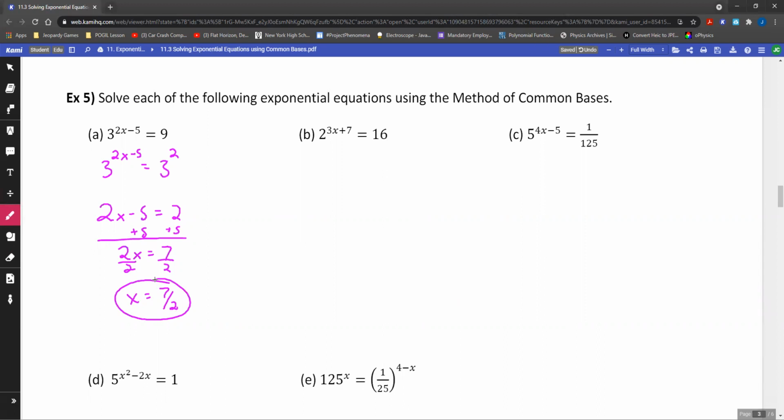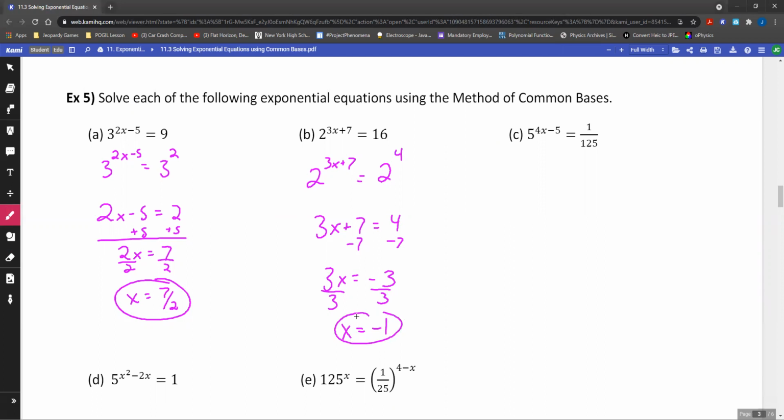All right. Over here, 16 as a power of 2 is going to be written as 2 to the 4th. Setting the exponents equal to each other. Subtract the 7 over. You end up getting -3. Divide both sides by 3. And get x equals -1.